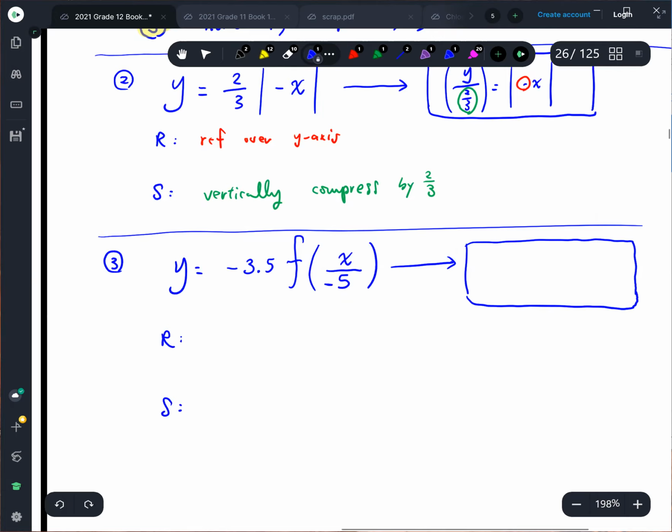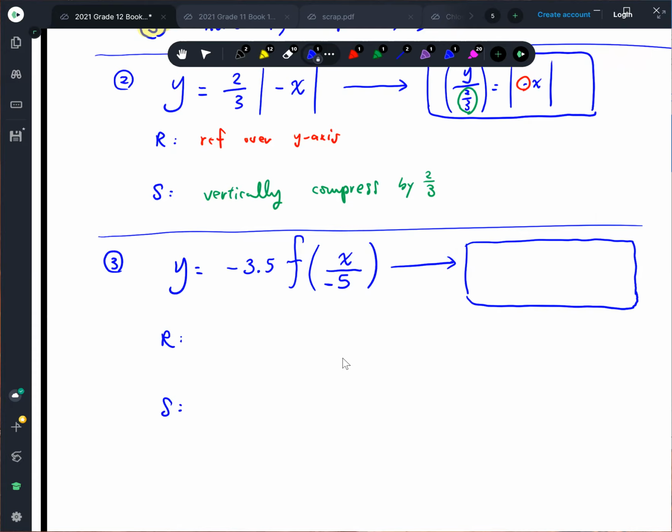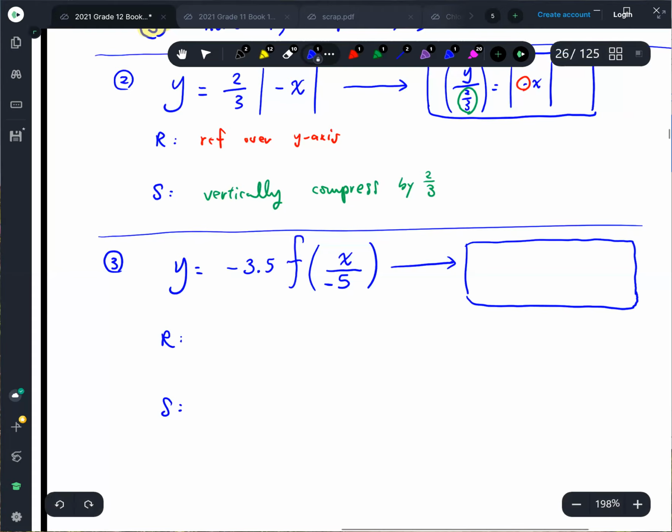Okay, please raise your hand if you finish this one. And for the decimal here, the 3.5, you can leave it as a decimal or you can change it to a fraction if you like, doesn't matter, okay?